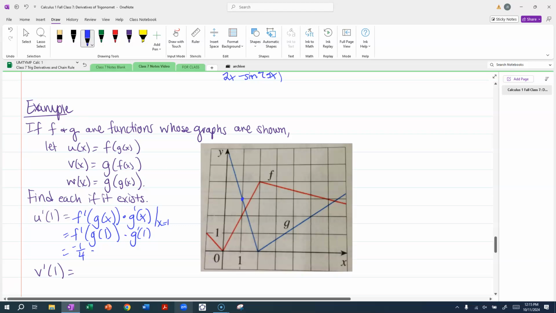And then finally for this one, what's the derivative of g at 1? G here has a slope of -3. And so here I get a total final answer of 3/4.